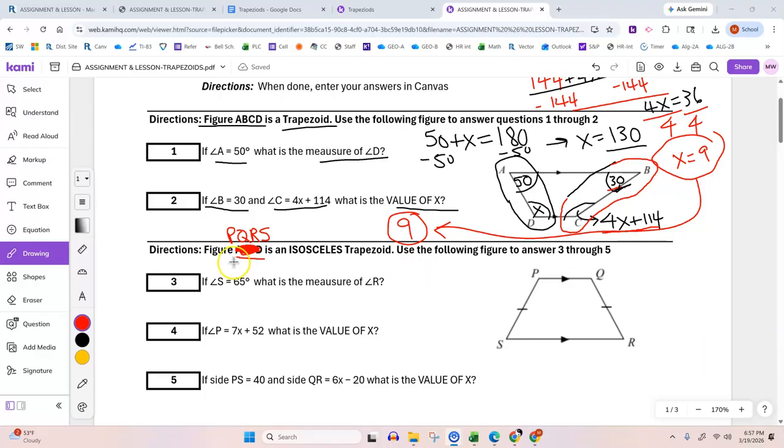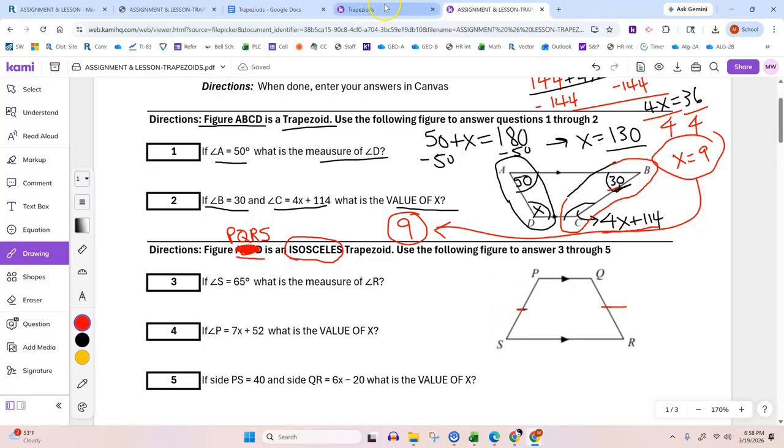Okay, so let's look at the next one. Now I crossed this out and put PQRS because this is PQRS. There was a mistake, but by the time you get the assignment, it should be fixed. But the important thing is that this figure right here is an isosceles trapezoid. Do you see the little marks here? That means that this side and this side are equal.